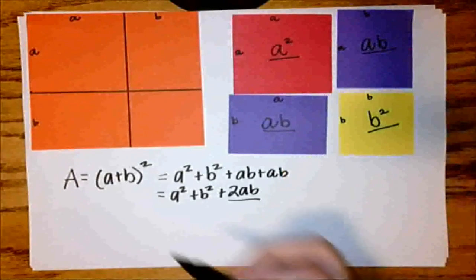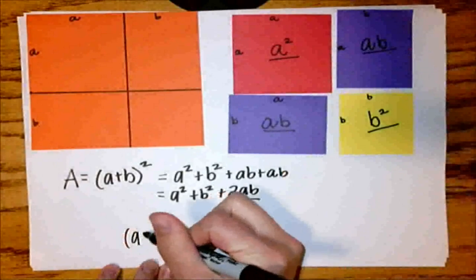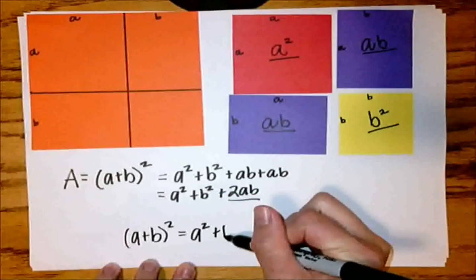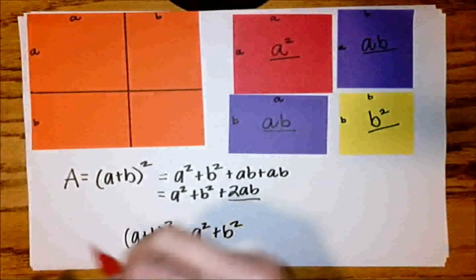So we have shown that (a plus b) squared equals a squared plus b squared plus 2ab, which disproves the freshman's dream that (a plus b) squared equals only a squared plus b squared.